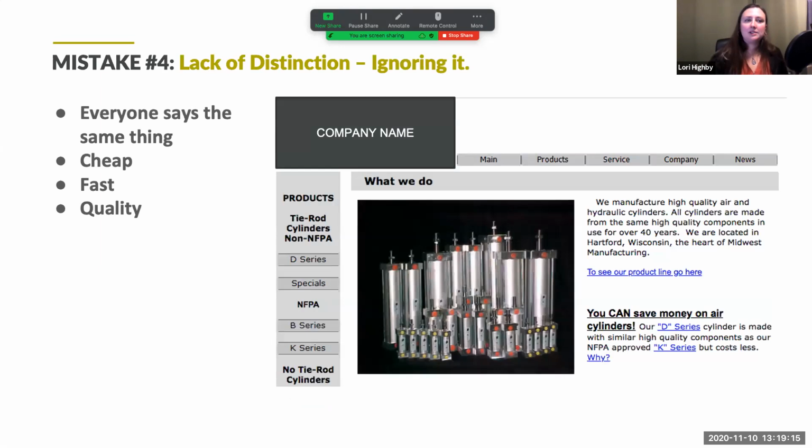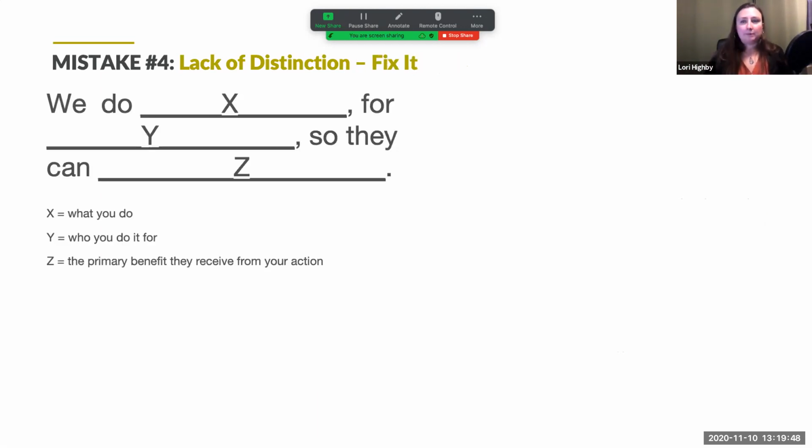All right, we're going to move on to mistake number 4 right now, which is lack of distinction. And something that I see often is that whatever your vertical is, you're saying the exact same thing that your competition is. There's nothing that makes you stand out. And it's always, we have the cheapest solution. We're the fastest to get out there. We have the highest quality. There's no differentiator. You're just saying this is what we do and we're the best at it at this specific element. So let's talk about fixing that.